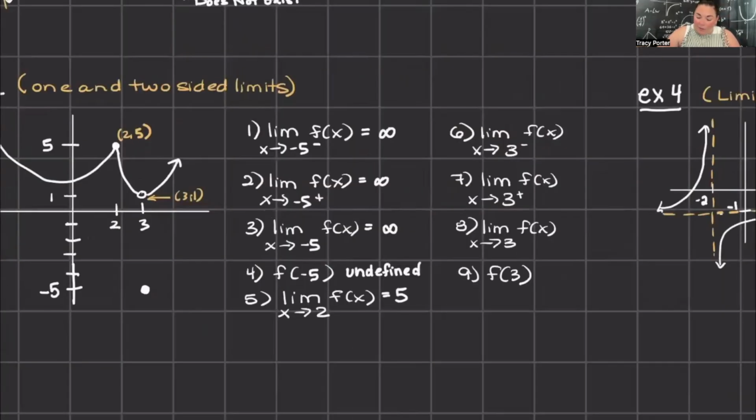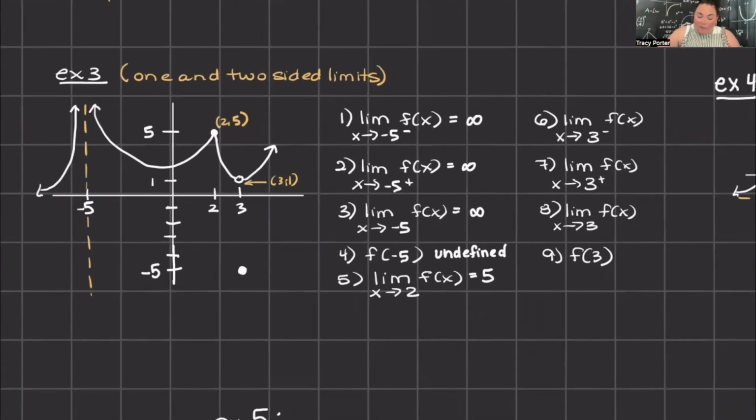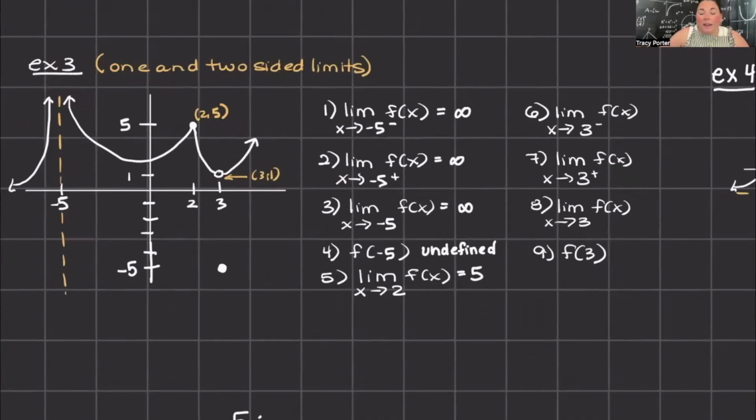Okay, let me slide this over. We have some more. So number 6, as x approaches 3 from the left, this is coming up to 1. 3 from the right is coming up to 1. And so the limit is 1.